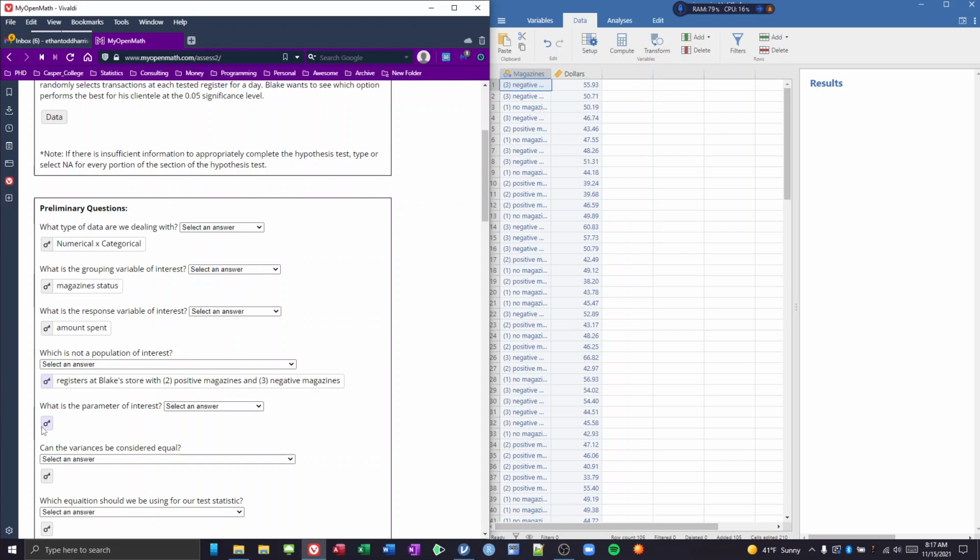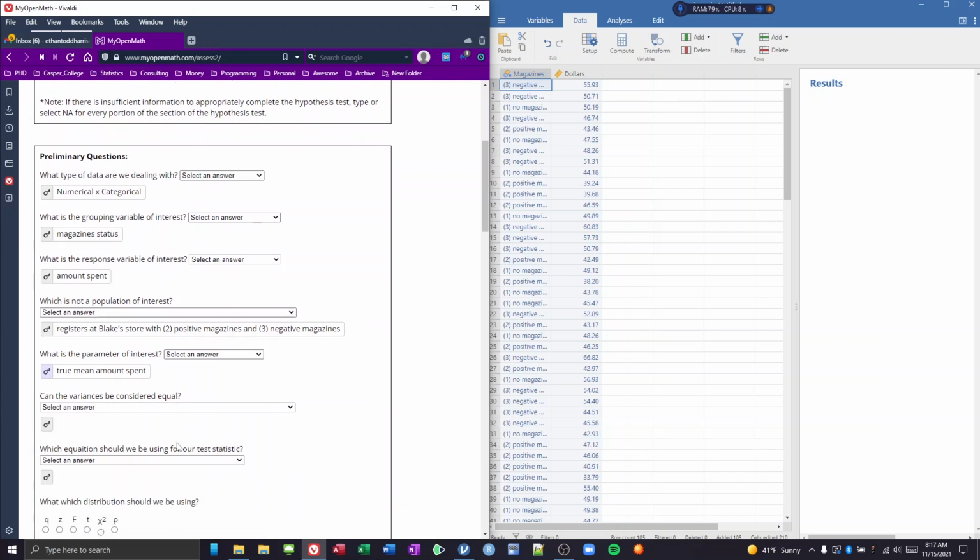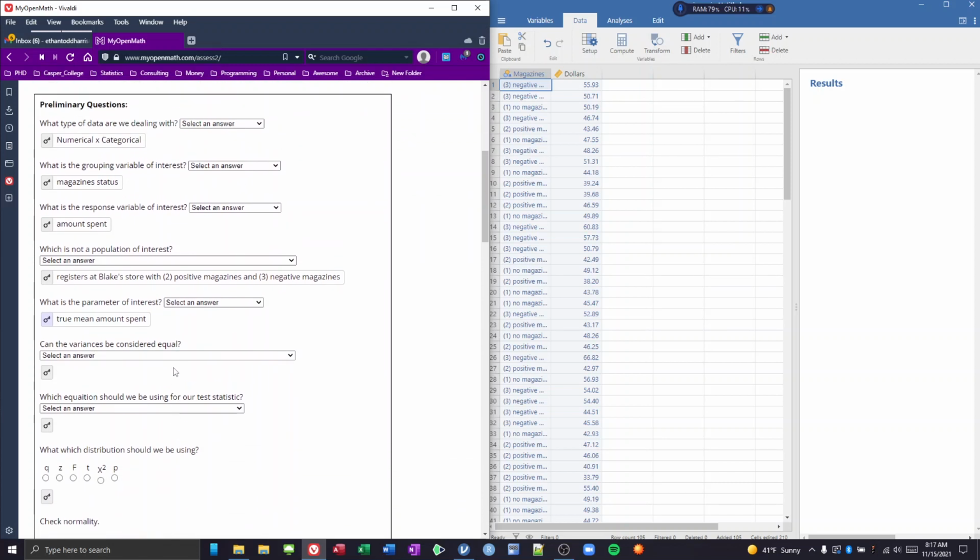The parameter of interest is the true mean amount spent with respect to each of these groups. We're comparing the true mean amount spent between each of them, and we want to see if any of these groups have a true higher mean, or lower mean, than any of these others. One of the other preliminary questions we have is, can the variances be considered equal? In order to do this, we are going to see if the standard deviations are within 2 times of each other. We did this previously as well when we were checking our variances with our 2-sample test, and we can do this with our Anova testing as well.